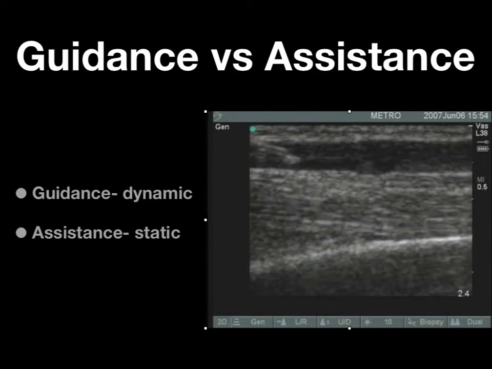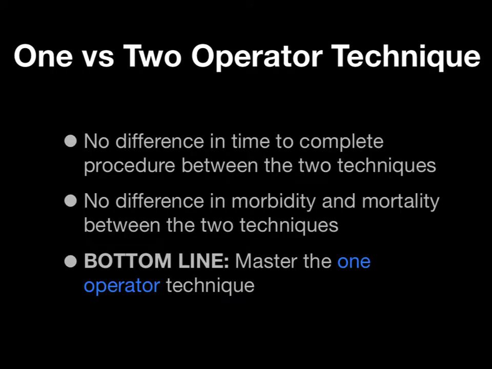So here's an example of a patient where a peripheral line is placed under ultrasound guidance. Here you can see the vessel in its long axis, and here you can see the needle real-time entering the vessel. Let's look at the one operator versus two operator technique. There have been a couple studies in the literature. Both have shown that there's no difference in the time to complete the procedure between the two techniques, and no difference in morbidity and mortality between the two techniques. So the bottom line is, master the one operator technique. Don't bring a second person into this procedure. In a busy ED, it's very unlikely that you're going to be able to find somebody to assist you on a routine basis. So use the one operator technique from the beginning.